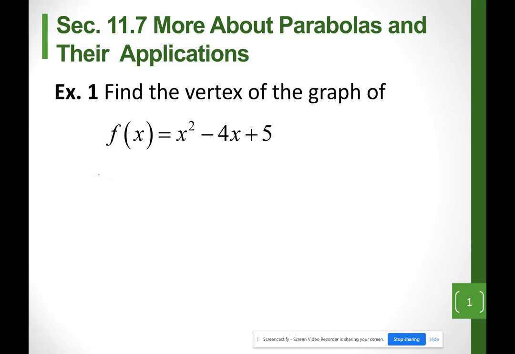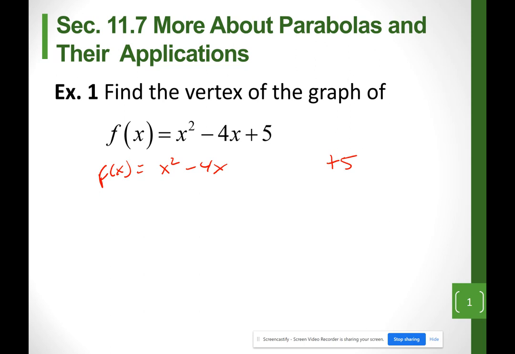I'm just going to write that f of x is x squared minus 4x, and my plus 5, I'm going to throw it way over here. I remember we used to move the plus 5 to the other side. That's when we used to solve. But in this case, because I don't have a number on the other side of the equal sign, I can't move the 5. I'm just going to move it to the side.